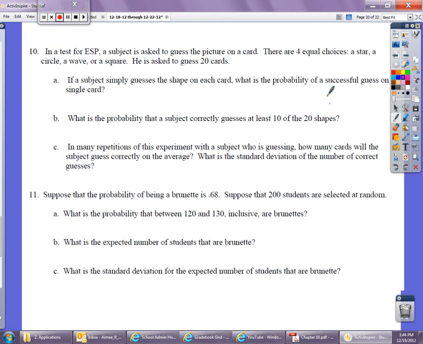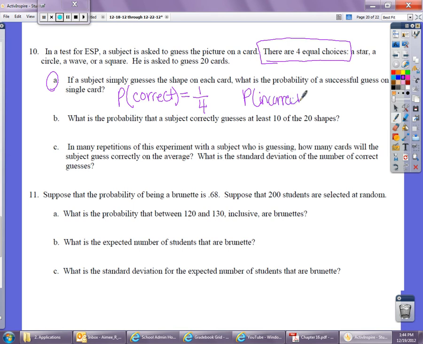Number 10, at first glance, you have 4 choices, so it seems that cannot be a binomial model. However, look at the first question. If you guess, what is your probability you guess correct? So the probability you guess correct is one out of 4. So what's your probability of an incorrect guess? 3 out of 4. So you do have a binomial model in your hands. Correct and incorrect are your 2 categories.